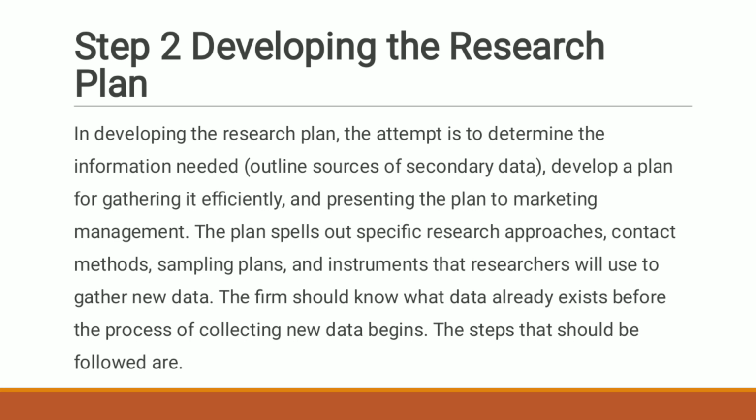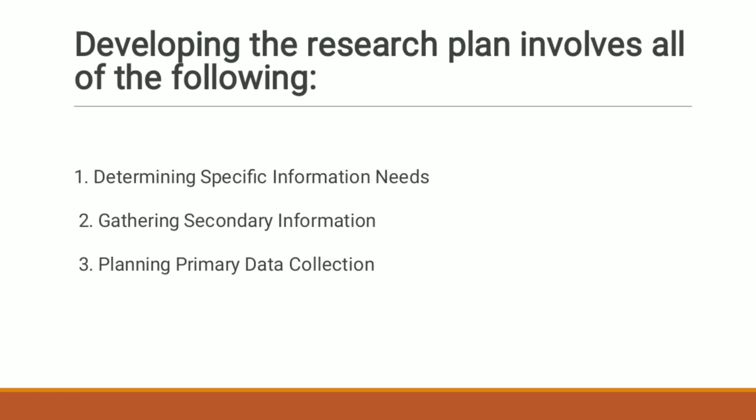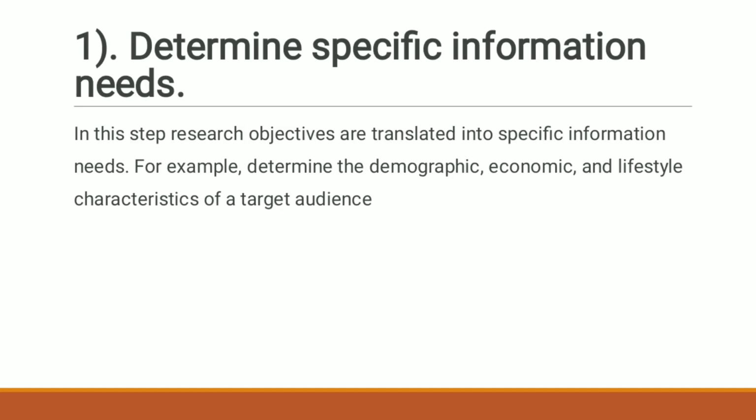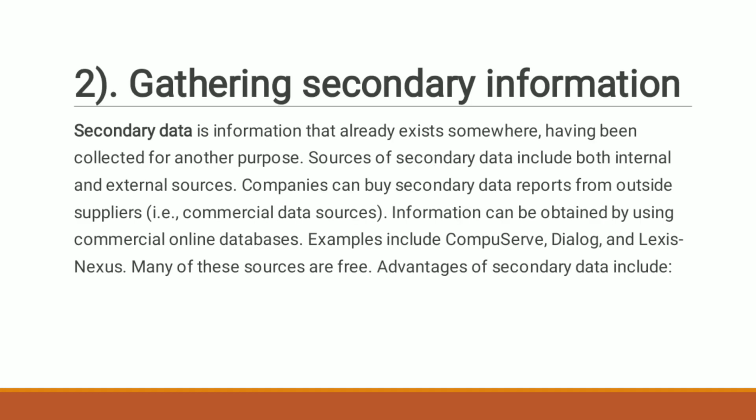The steps that should be followed in developing the research plan involve all of the following: determine specific information needs, gather secondary information, and plan primary data collection. Determine specific information needs. In this step, research objectives are translated into specific information needs. For example, determine the demographic, economic, and lifestyle characteristics of a target audience.